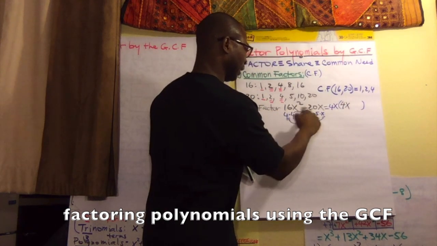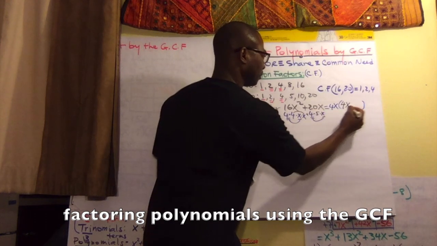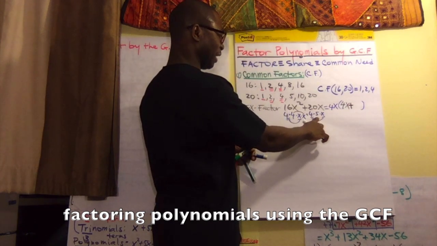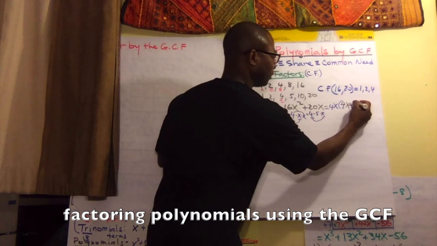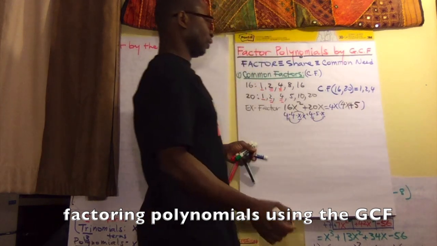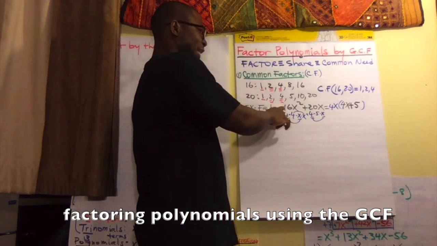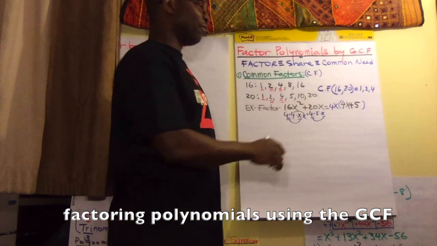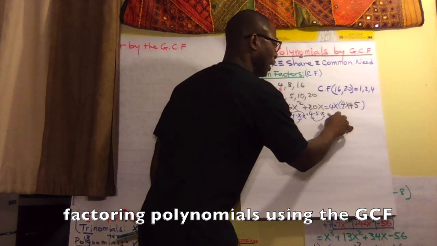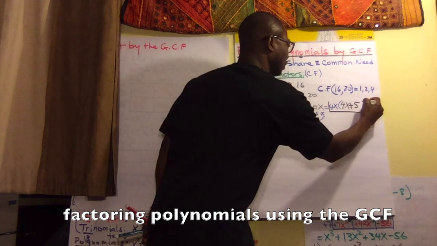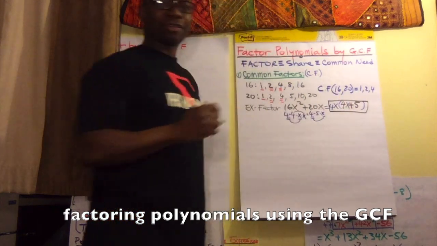Plus. And here we have 5, which is alone. See? So if we were to factor 16x squared plus 20x, this will be our answer: 4x parentheses 4x plus 5. This is our answer. We just factored this.